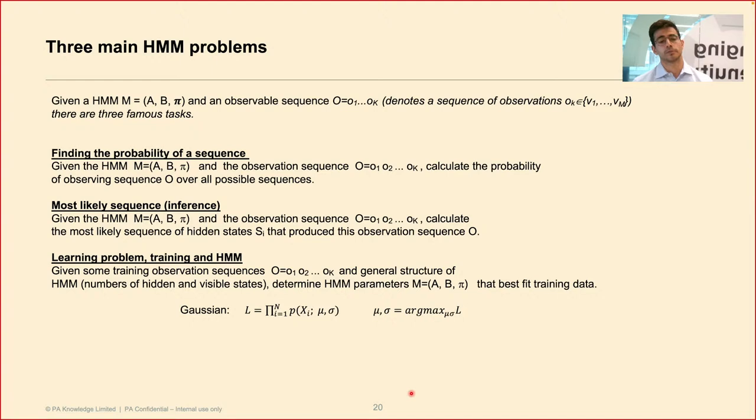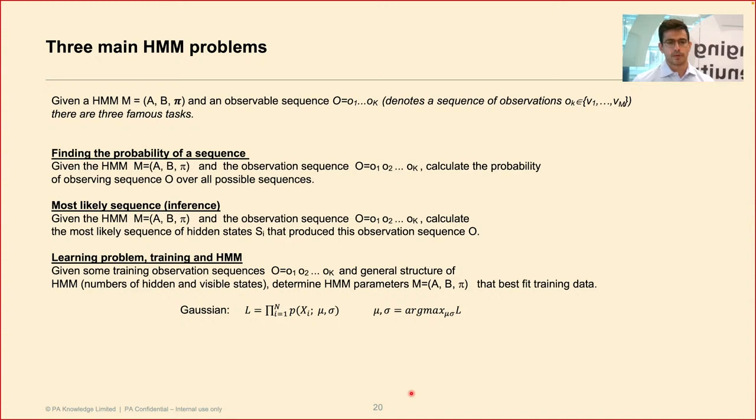As an example here, take part of speech tagging. Our hidden states are the parts of speech, and our observable variables are the words in the sentence. So given the words in the sentence, we're trying to find the most likely sequence of part-of-speech tags which produce the sentence we're reading. Another example can be speech recognition. The words being spoken are the hidden states and the audio signal are the observations.